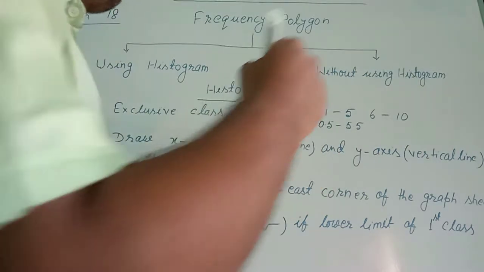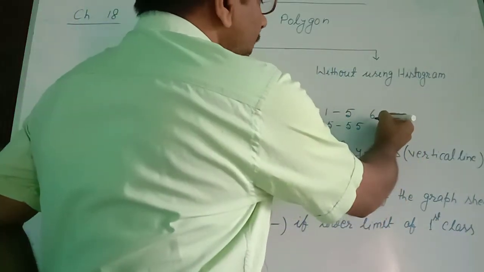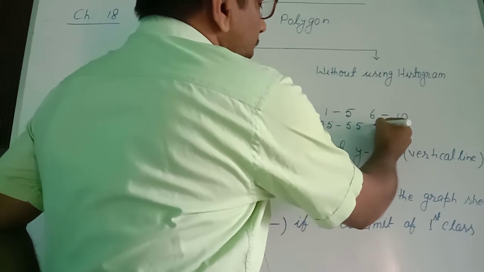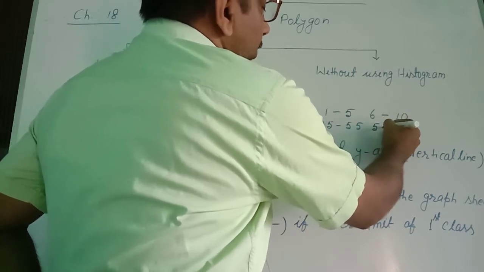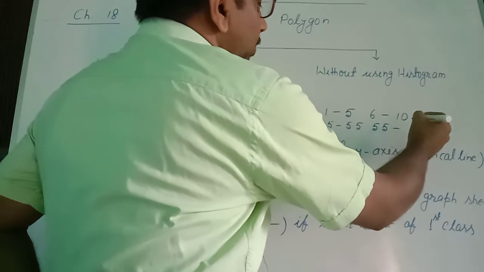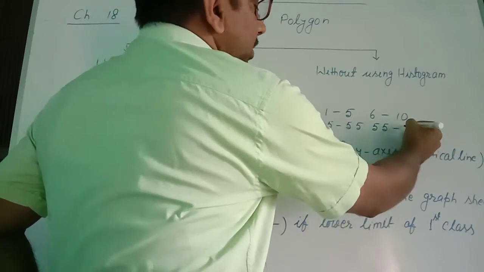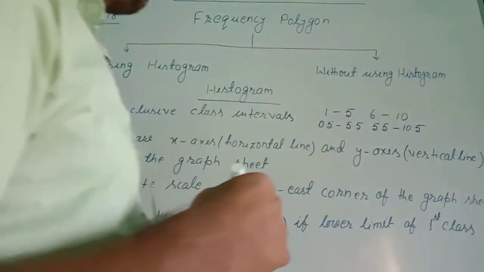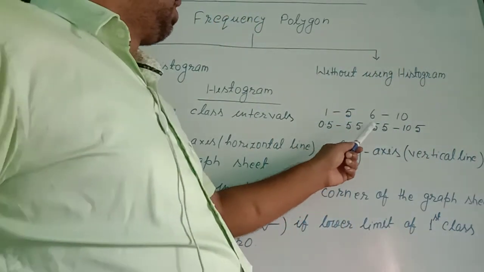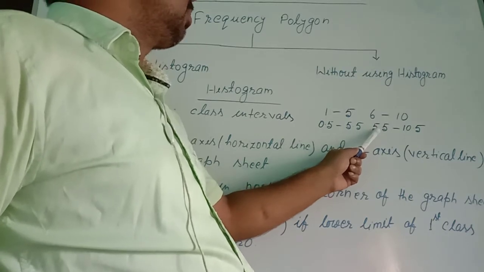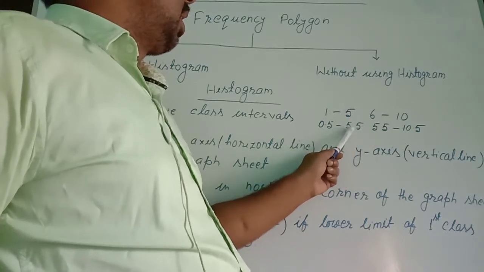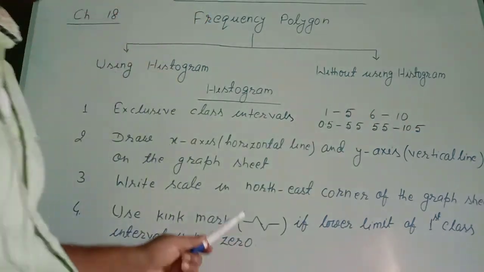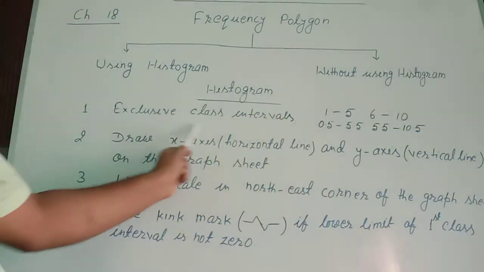Second, following the same process, we subtract 0.5 from the lower limit of the second class interval. 6 minus 0.5 equals 5.5, and we add 0.5 to the upper limit of the second class interval. 10 plus 0.5 means 10.5. Now what do you see? The lower limit of the second class interval is the upper limit of the first class interval, and in this way we can change inclusive class intervals into exclusive class intervals.